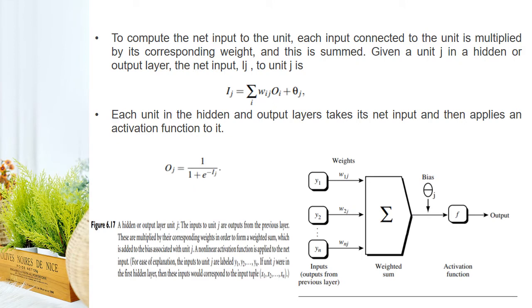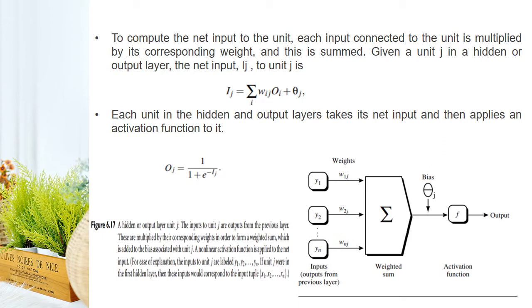Let's see, to compute the net input to the unit, each input connected to the unit is multiplied by its corresponding weight, and this is summed. This is the equation for calculating the input Ij, given a unit j in a hidden or output layer. The net input Ij to unit j is calculated using this equation, and it is represented here in the figure also. We have various weights. Weight w1j is from the input y1, and weight w2j is from input y2, etc.